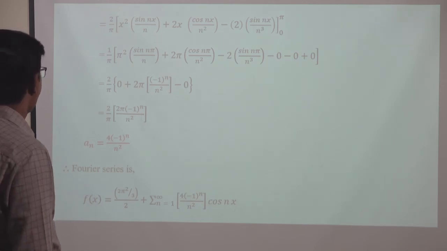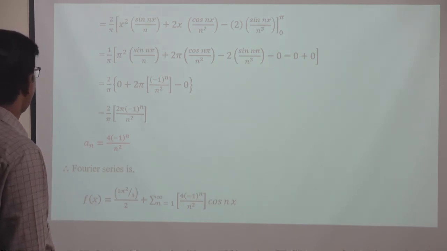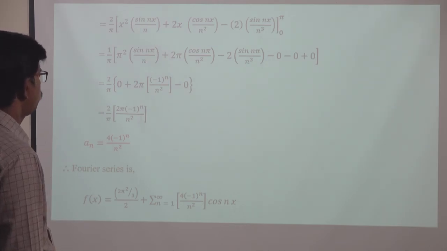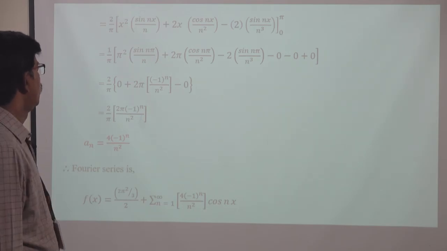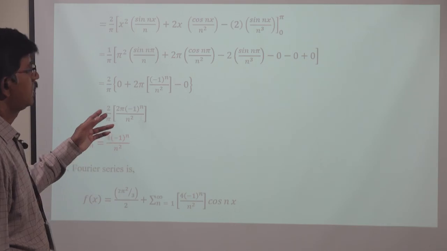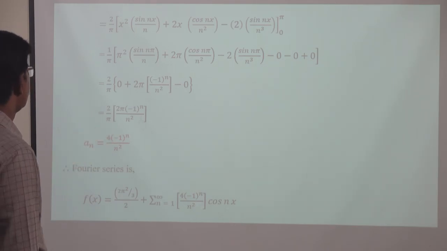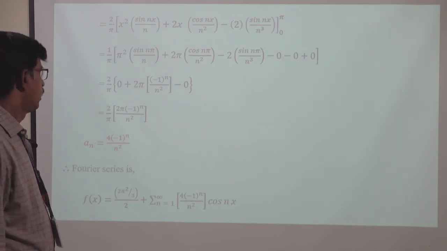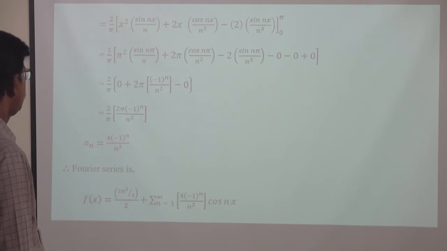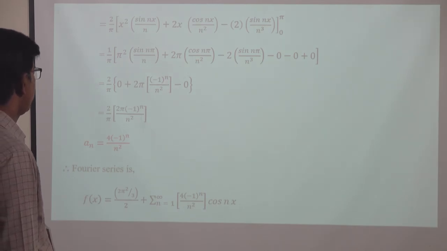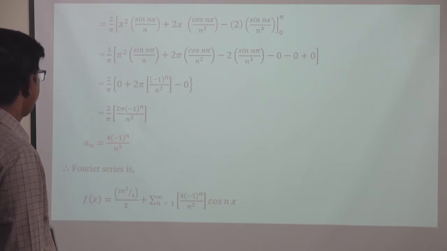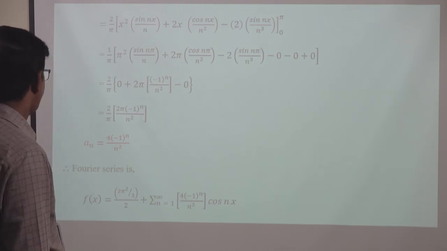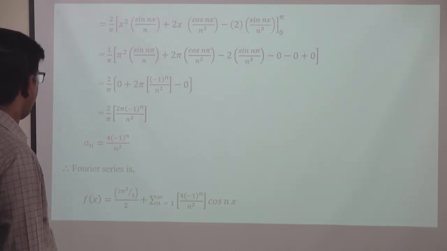Then it will become 1 by pi, pi square into sin nx by n plus 2 pi into cos nx by n square minus 2 into sin nx by n cube, minus 0 minus 0 plus 0. If we substitute the upper and lower limits, we get this value. So that is equal to 2 by pi, where sin n pi is nothing but 0 and cos n pi is nothing but minus 1 power n. Then it will become 2 by pi into, within the bracket, 2 pi into minus 1 power n by n square. So that is equal to 2 pi into 2 pi into minus 1 power n by n square. Therefore, the result for a n will be 4 into minus 1 power n by n square.